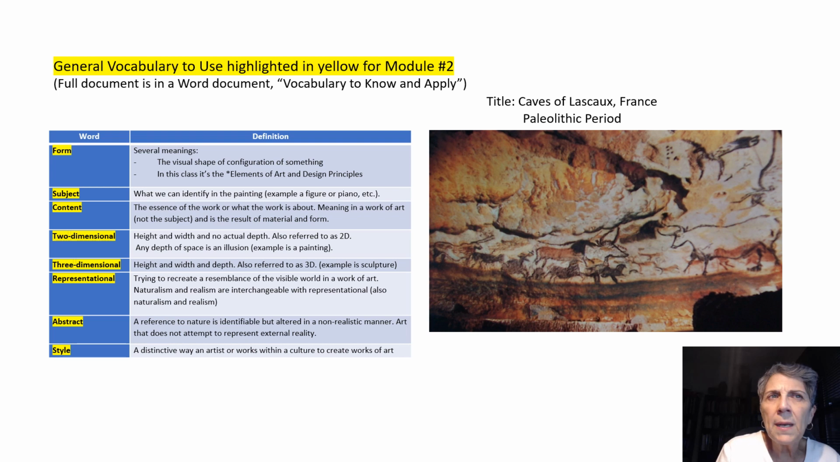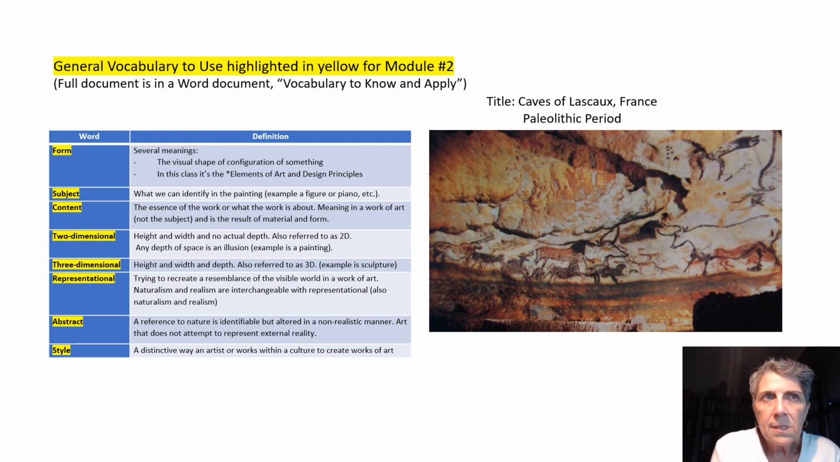So content is meaning in a work. You don't know the content yet. That's coming. And then you have words like two-dimensional and three-dimensional. Well, this is two-dimensional. We sometimes refer to that as 2D, and that is drawing and painting. And two-dimensional means there's height, width, and there's no real depth. All the depth is illusionary.